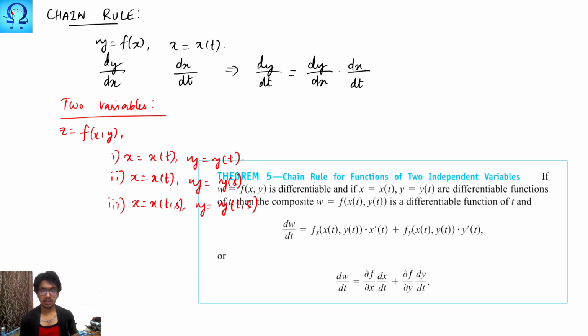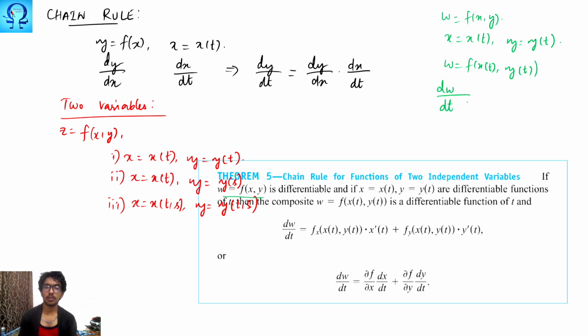You may see that here instead of z they have taken w to be the function, that is, we have w which is a function of both x and y, and this function is given to be differentiable. Your x is a function of t and y is also a function of t. Then their composite, that is w equals f of x of t comma y of t, becomes a function of only one variable, which is t. Hence you are able to identify this derivative dw upon dt.